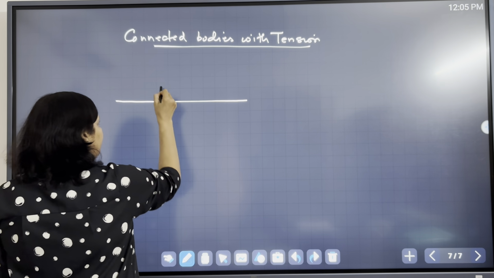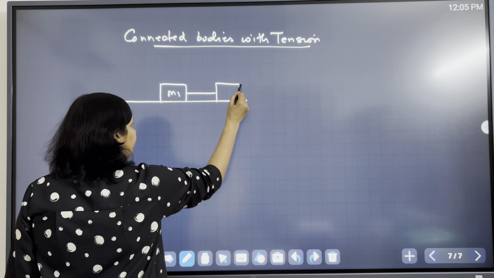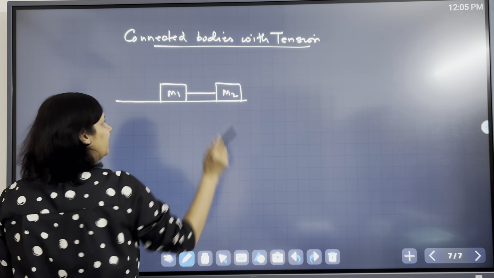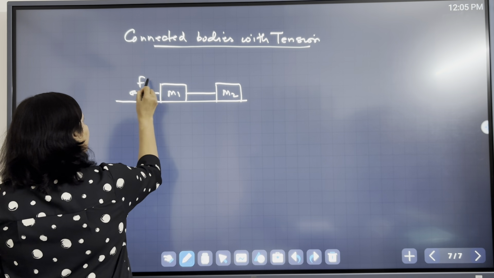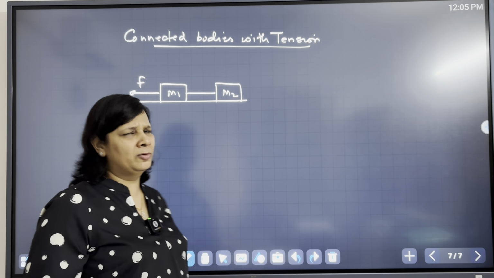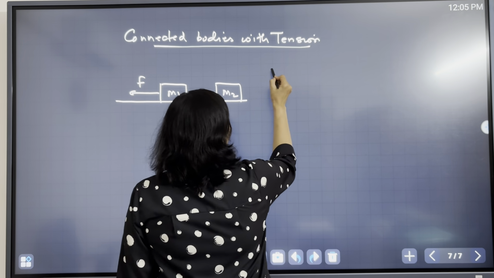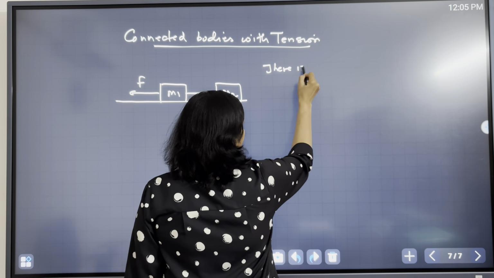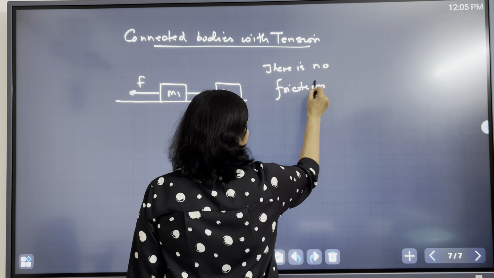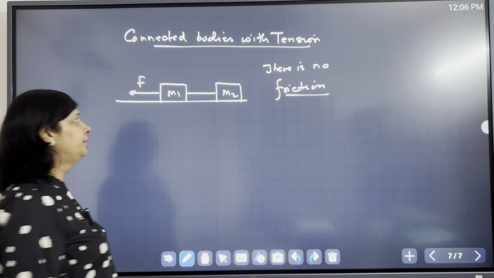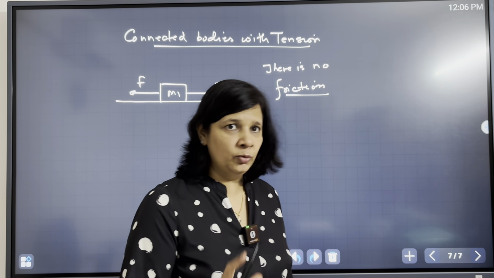Let us take a table. Two blocks are kept of masses m1, m2. They both are attached with the rope and it is being pulled by force F towards left. You can also pull towards right, just an example. Okay? There is no friction. Now, if somebody asks you what is the question, find the acceleration of the two blocks.